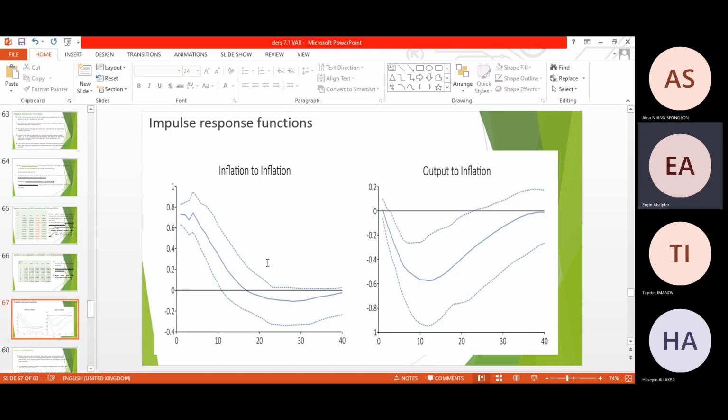As you see, positive values become positive relations and negative values negative. As you see, for inflation to inflation the relationship is represented on the left, and on the right, output to inflation is represented, and there are mostly negative values. And as I mentioned to you, it is better for observing the positive values affecting each other.